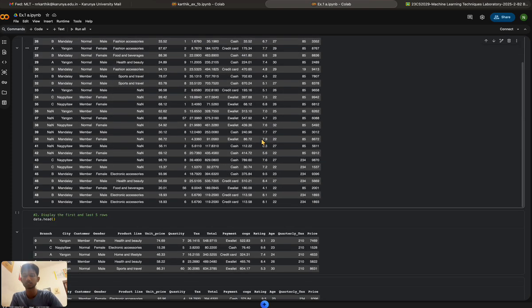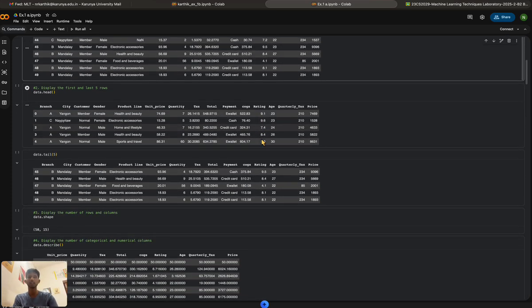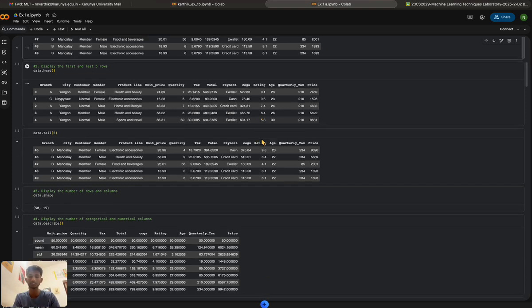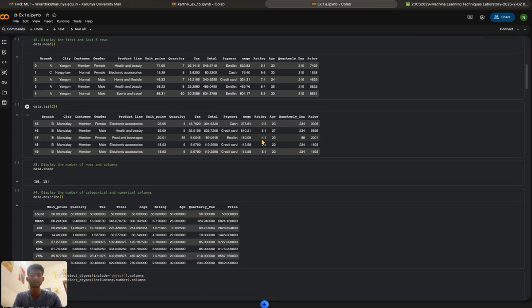The second question is about displaying the data. We use the head function and the tail function. The head function displays the first 5 rows and the tail function displays the last 5 rows. And the third question is about the shape of the data. We use the shape attribute to return the number of rows and columns.